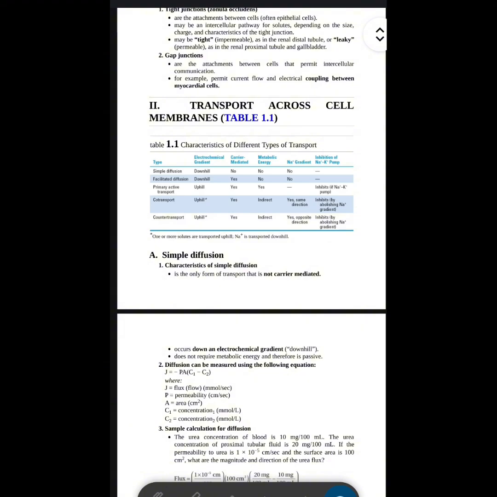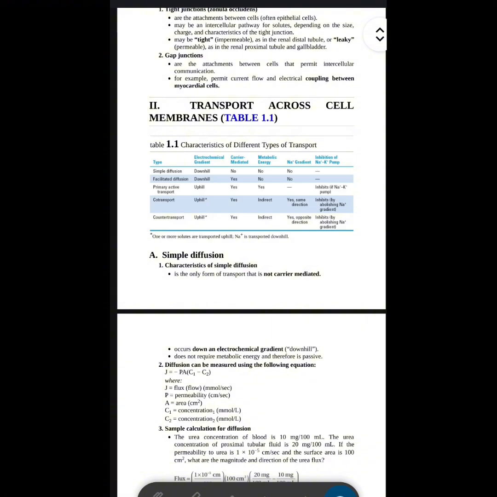Facilitated diffusion. What is facilitated diffusion? It is a type of diffusion, but it is facilitated by some kind of protein. It is also a downhill procedure, but in some circumstances we need a carrier-mediated diffusion, that is called facilitated. The carrier protein facilitates that substance to pass from a higher to lower concentration.